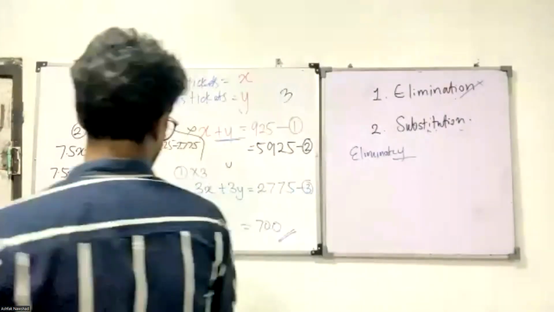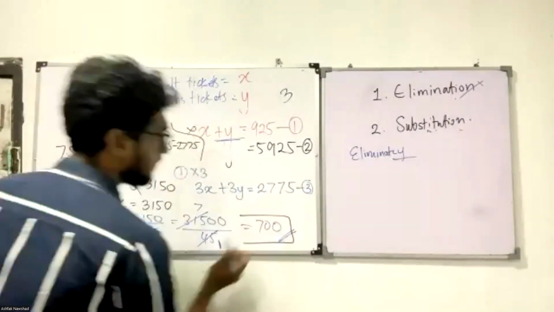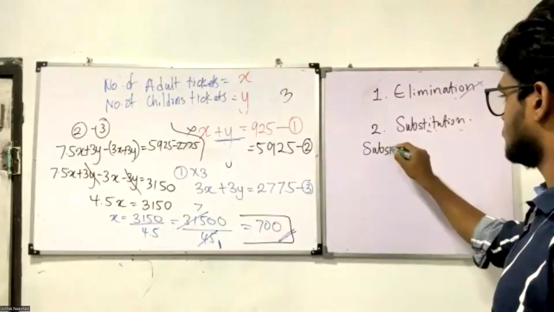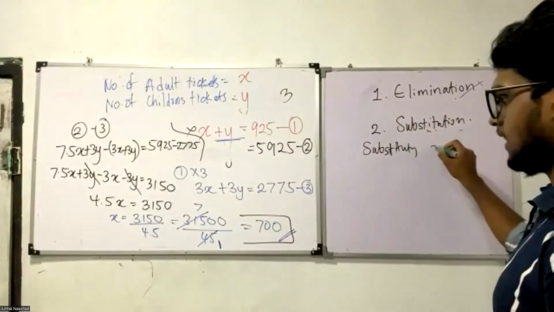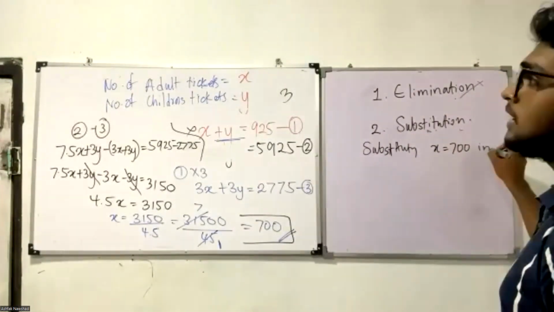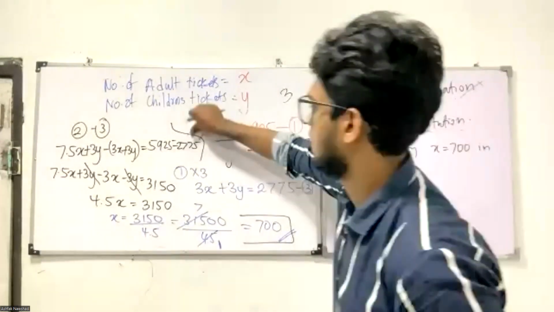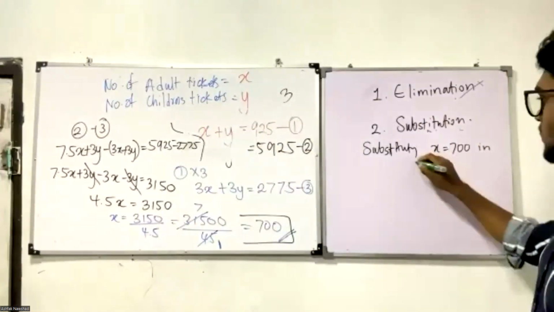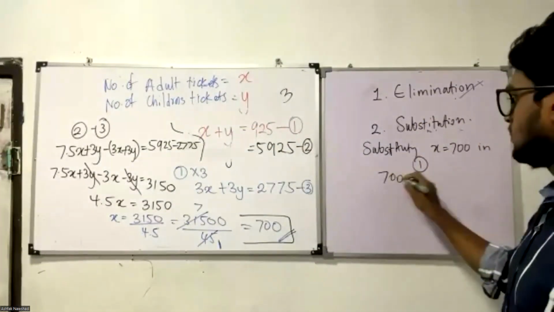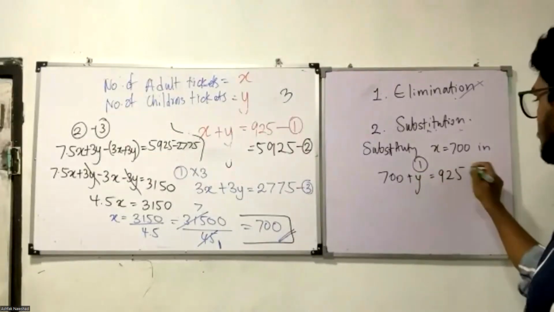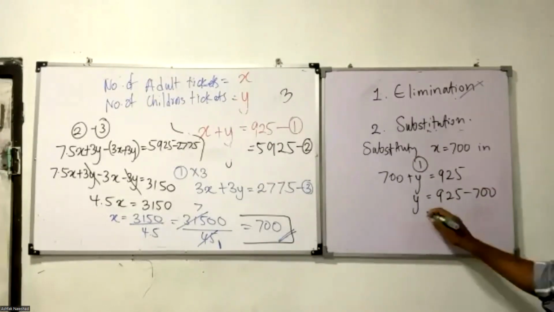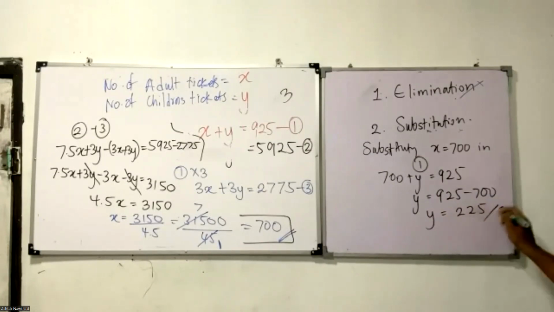Good. So x is 700. I'll substitute the value of x equals 700 in the easy equation, the first one. So I'm left with 700 plus y is 925. So y is 925 minus 700. 925 take away 700, that's 225 tickets. So this is the answer.